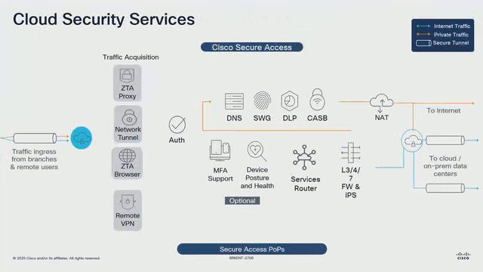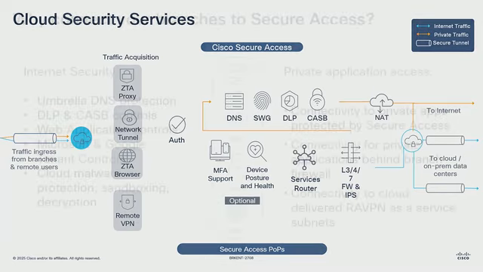Now, when you have traffic coming from one of the branches or from a remote user, it goes through traffic acquisition, where you have a proxy, you can take in network tunnels and browser-based connections, and we have remote access as a service. All of the Secure Access security functions run in the cloud. If the user is accessing an internet or SaaS app, it goes out to the internet. If the user is accessing a private app, it goes to the cloud or on-prem data center. Now, that was a 60-second overview of what a security service edge is.